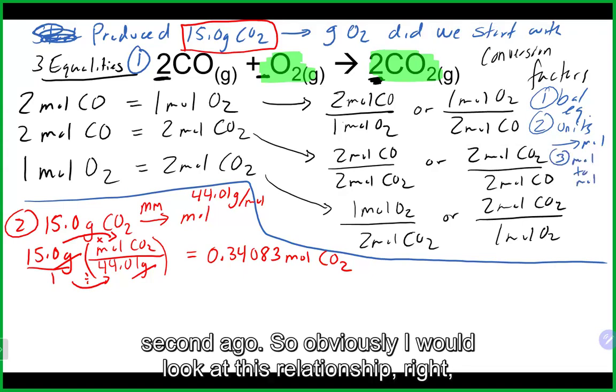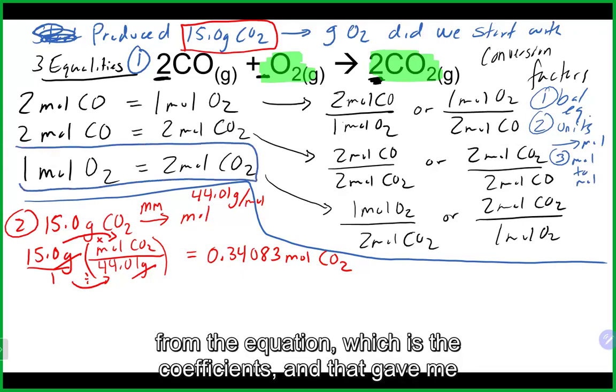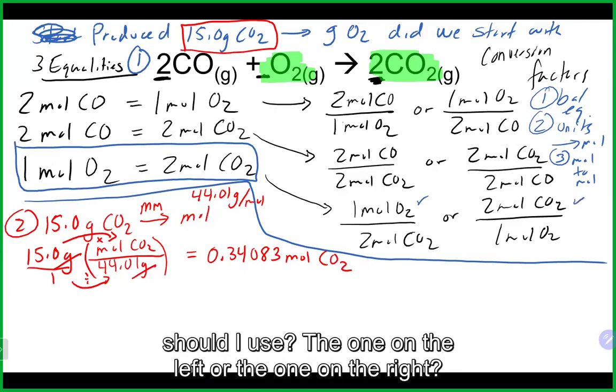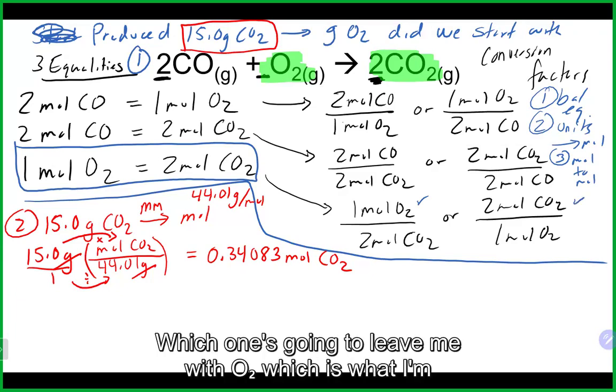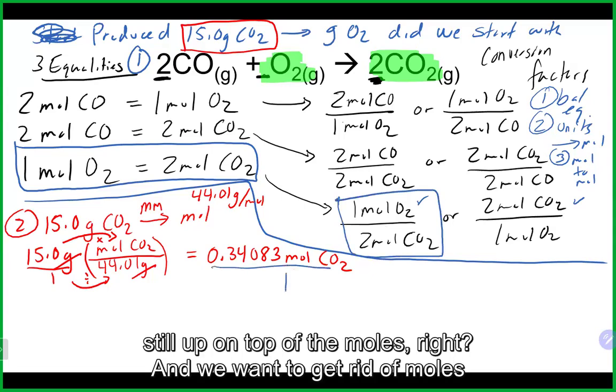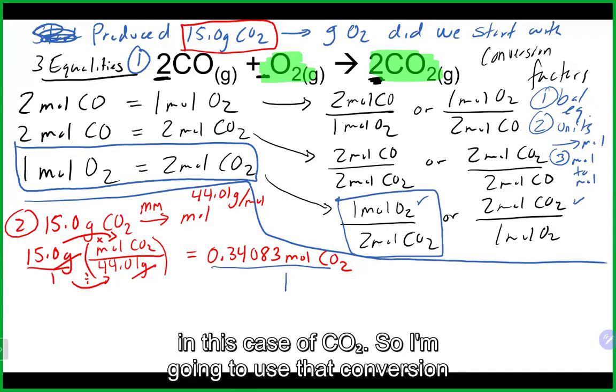So obviously, I would look at this relationship, right, from the equation, which is the coefficients. And that gave me an option of really two conversion factors. Which one should I use? The one on the left or the one on the right? Which one's going to leave me with O2, which is what I'm looking for? It is the one on the left, yes, because this is still up on top, the moles, right? And we want to get rid of moles in this case of CO2.